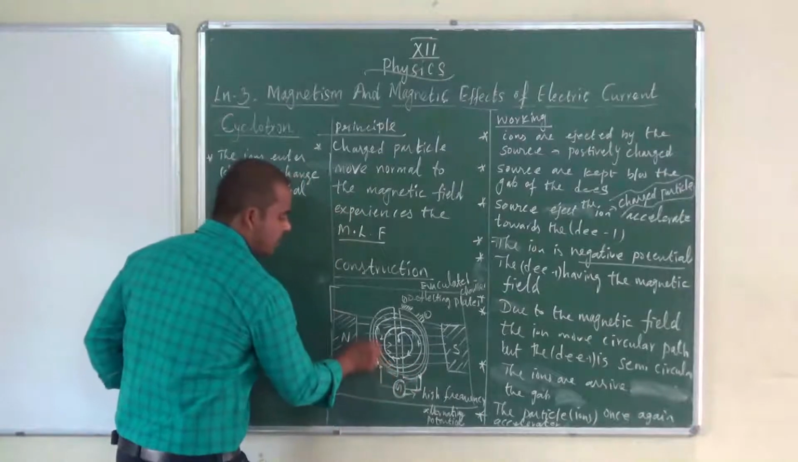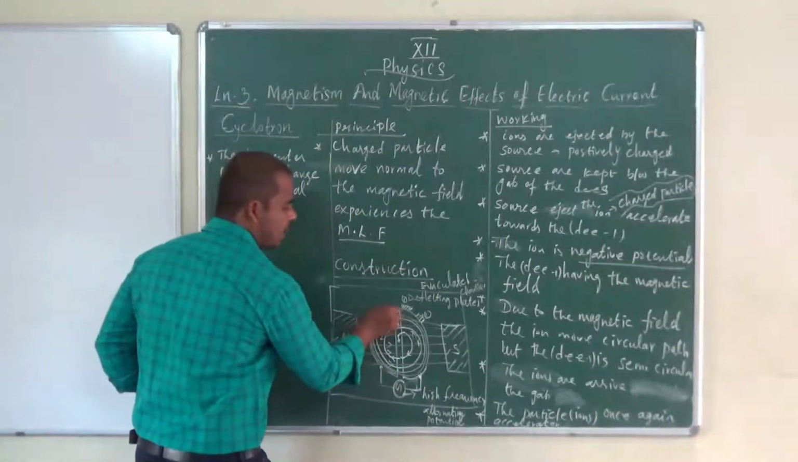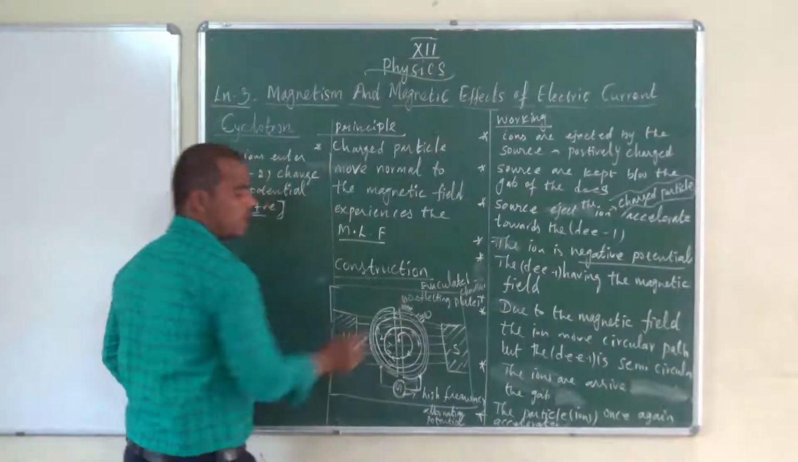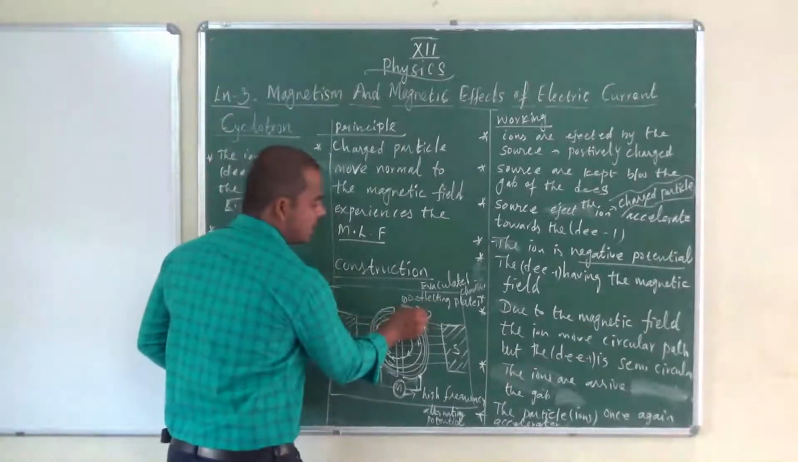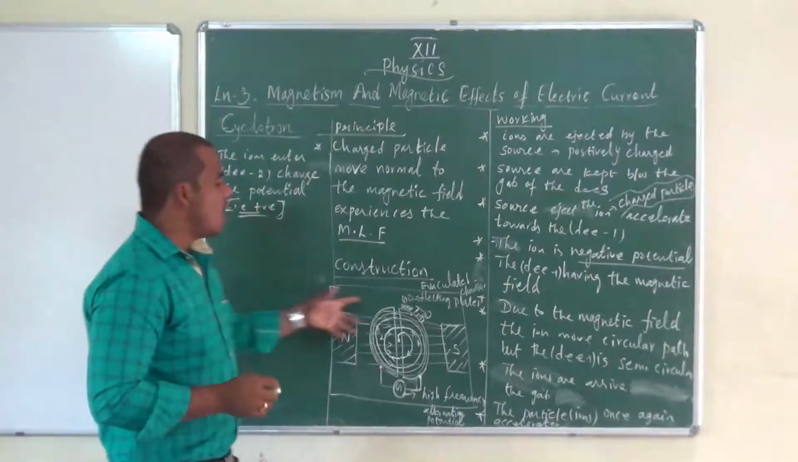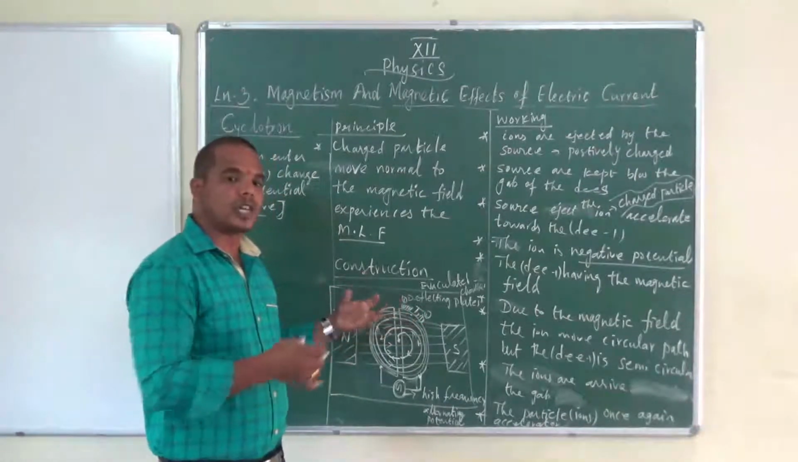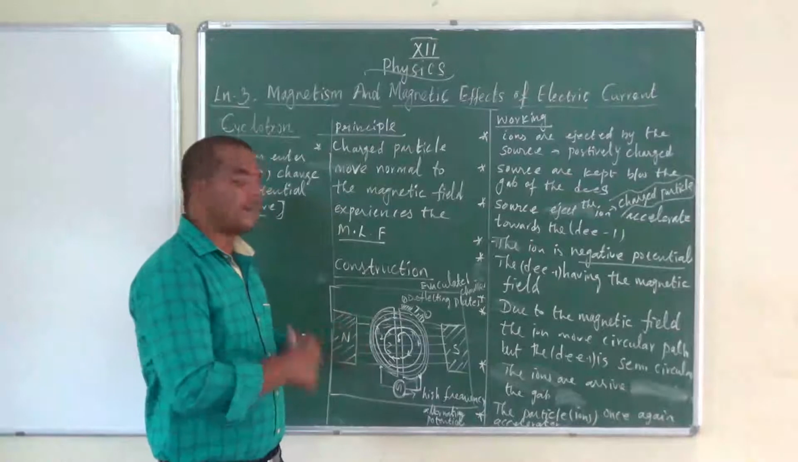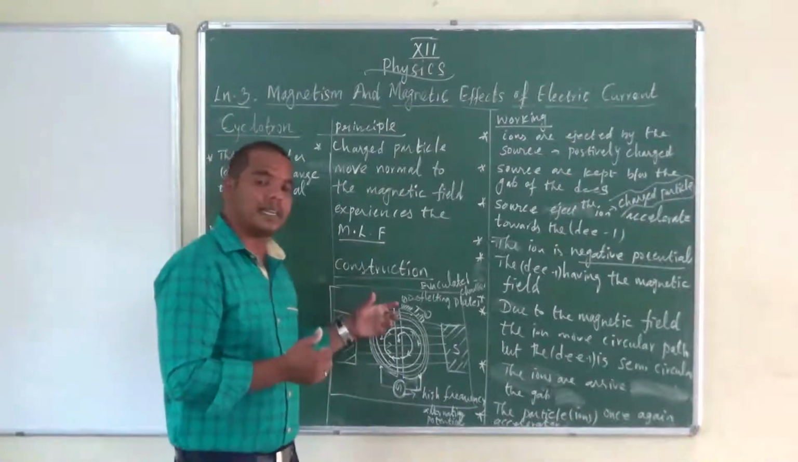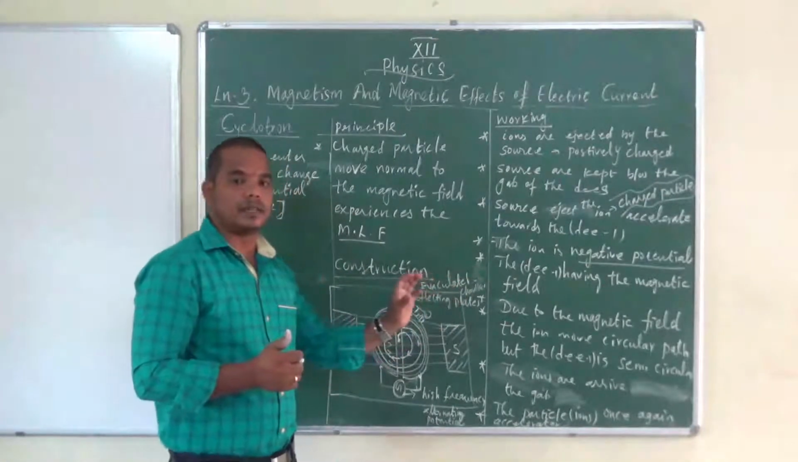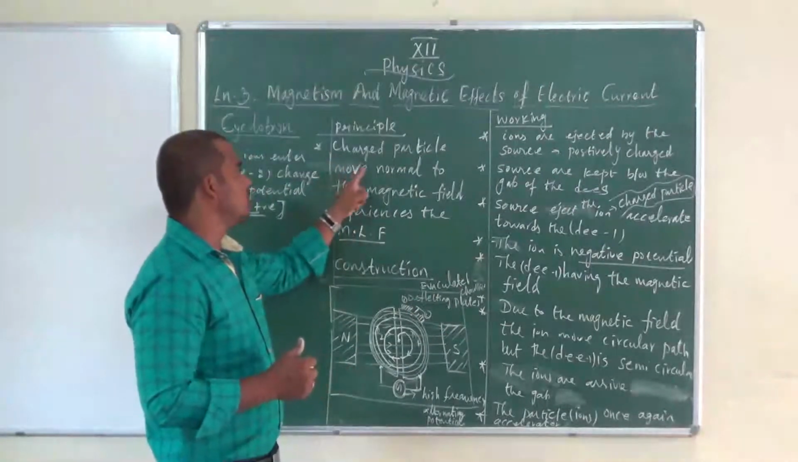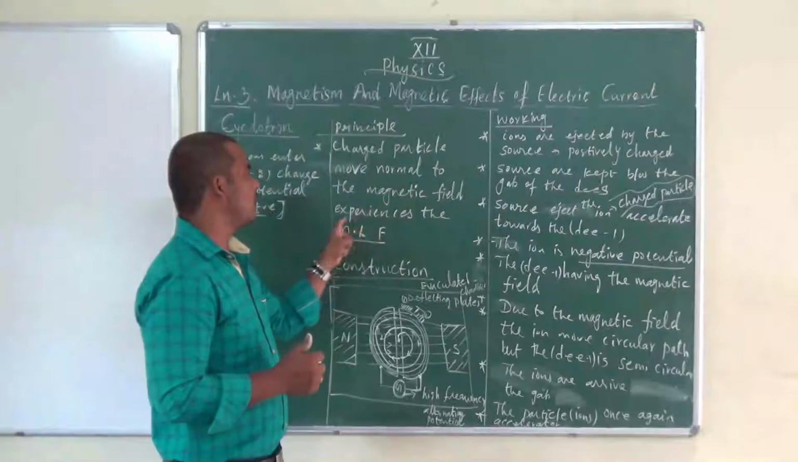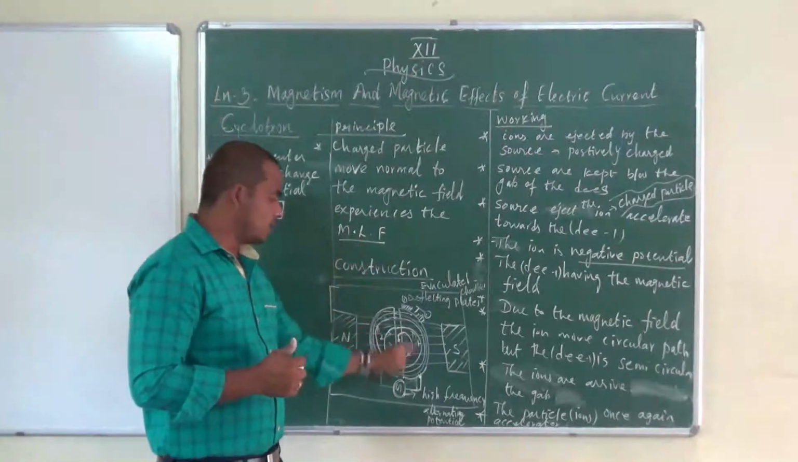The ions are collected by the deflecting plate. See, it comes here and is collected by this deflecting plate. After being collected by the deflecting plate, they hit the target, producing high kinetic energy. Charged particles moving normal to the magnetic field experience the magnetic Lorentz force.